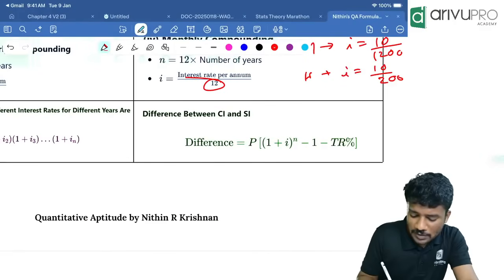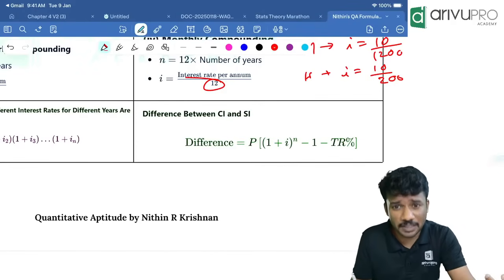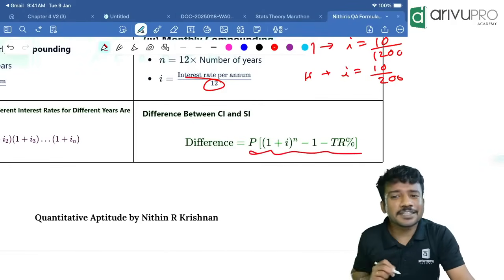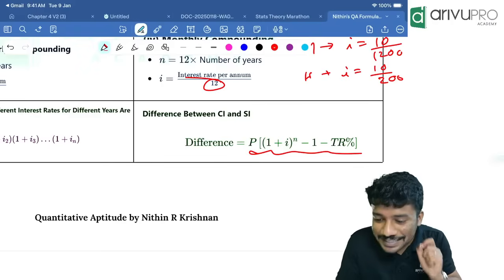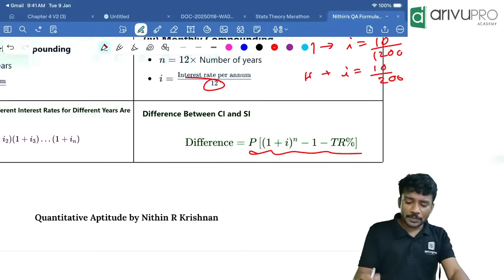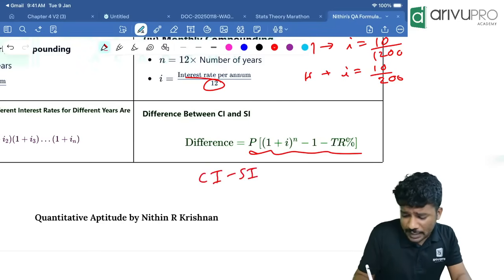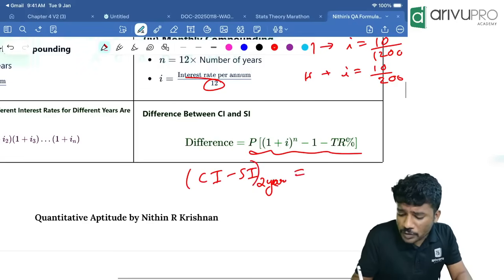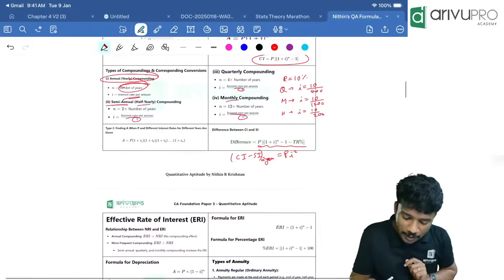The difference between CI and SI can be written from the basic formula of compound interest minus simple interest. That is nothing but P into (1 plus I) the whole power n minus 1, minus TR percentage. Next, what if the difference of CI and SI is for 2 years? Whenever it is 2 years, we can use our shortcut formula. What is the shortcut formula? P into I square. Remember that.